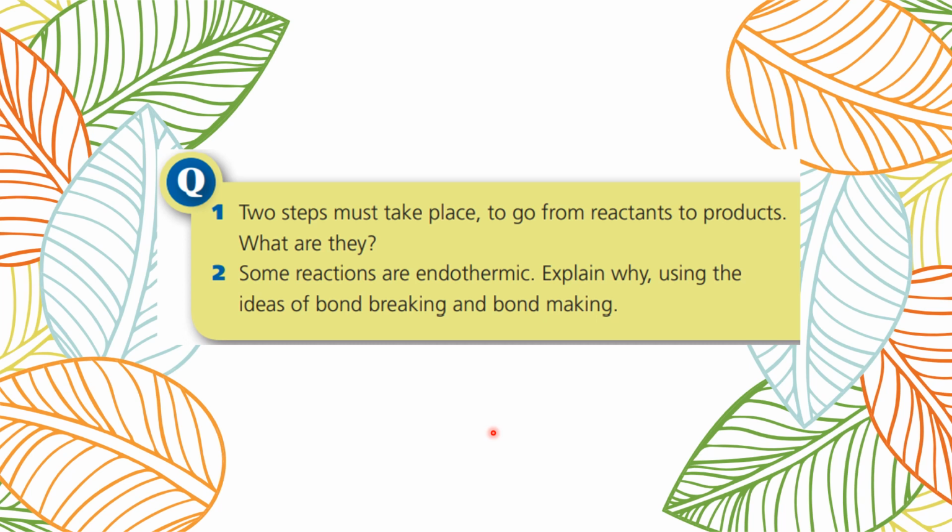Okay, number 2, some reactions are endothermic. Explain why using the ideas of bond breaking and bond making. So bila satu reaction tu kita decide dia adalah endothermic because the energy needed or energy absorbed is greater than the energy released. Kalau kita buat penyataan, energy to break the bond is greater than energy to make a bond. So it is an endothermic reaction and the value is positive. Okay, energy change is positive. Alright.